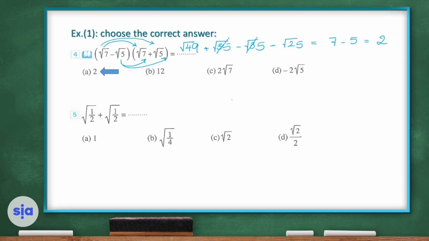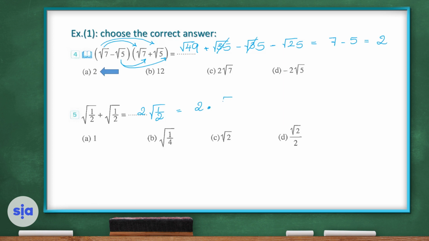Square root of half plus square root of half is what? Yes, excellent. It's 2 square root of half. But this one, we don't have it as one of the choices. Why? Because we need to rationalize the denominator.